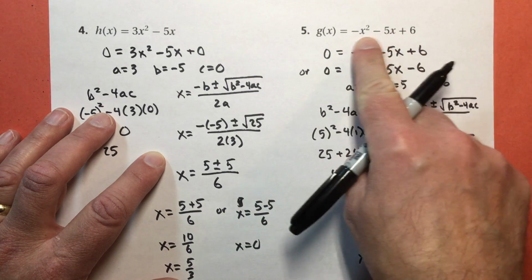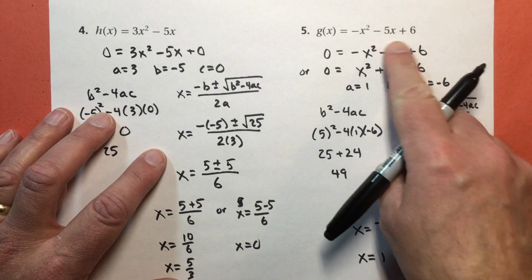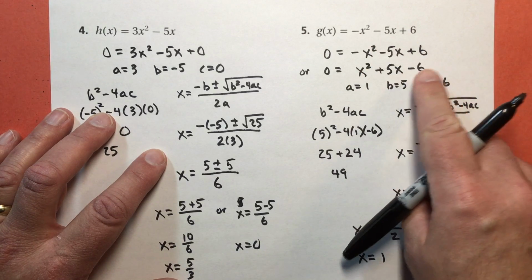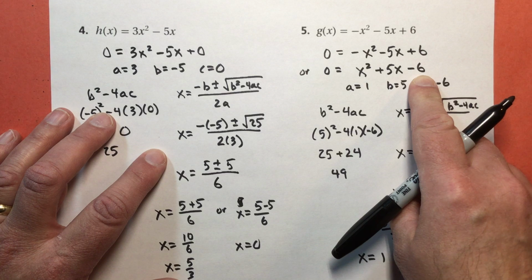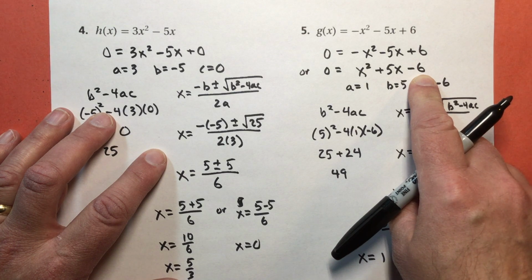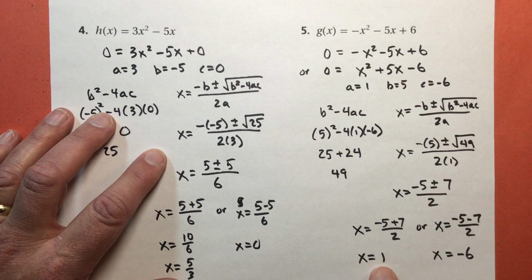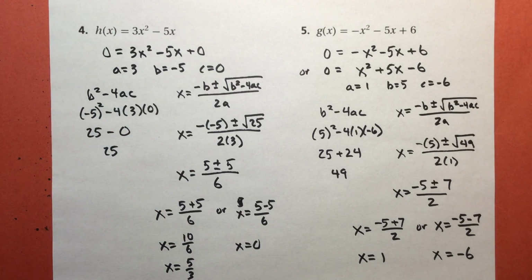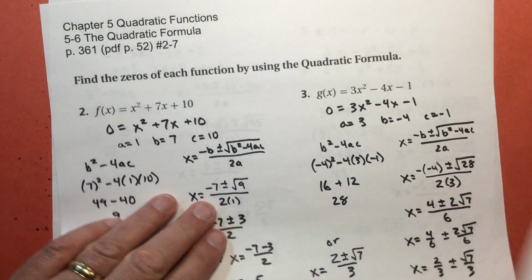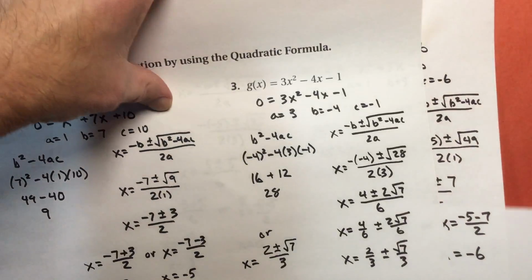They could have found the zeros of this by factoring. I would have got x subtract 1 and x plus 6. And of course that would have given me positive 1 and negative 6. Now you're probably wondering, well, if I can do it by factoring, why don't I? That's because the directions tell you clearly to use the quadratic formula.